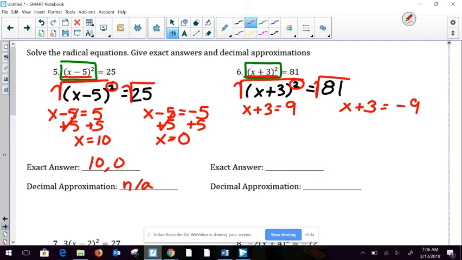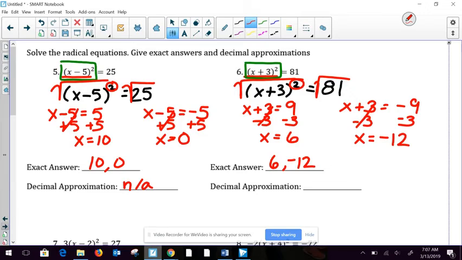So this plus 3, how do I move it over? Good, minus 3 to both sides. So my first equation is x is equal to 6. I'm going to go through and do the same thing on the right-hand side. I'm going to minus 3 to both sides, but this time x is equal to a negative 12. So my two answers are 6 and negative 12. Again, decimal approximation, there is none because these are whole numbers.